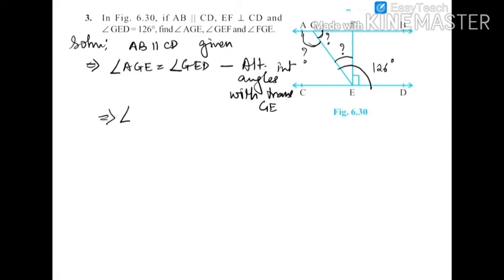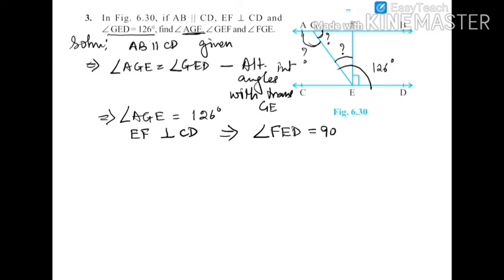So this implies angle AGE is equal to angle GED, which is 126 degrees. So we have got the first answer. It's given in the question EF is perpendicular to CD. So we can say that angle FED is 90 degrees.